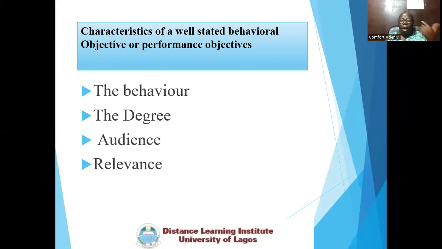The second characteristic of a well-stated behavioral objective is the degree. At what degree do we want the student to perform this particular behavior? That is, there must be a set level, a set degree that we want the student to be able to perform the behavior. For instance, you can say at the end of the lesson, the student should be able to solve 4 out of 5 questions on quadratic equation. The student should be able to list all the alphabets, or we can say the student should be able to draw and label the diagram of a fish correctly.